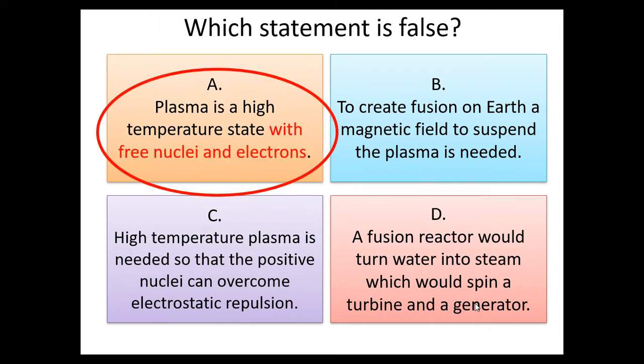Okay, it was in fact A, because a plasma is a high temperature state with free nuclei and electrons roaming around, not bound to each other in the form of atoms.